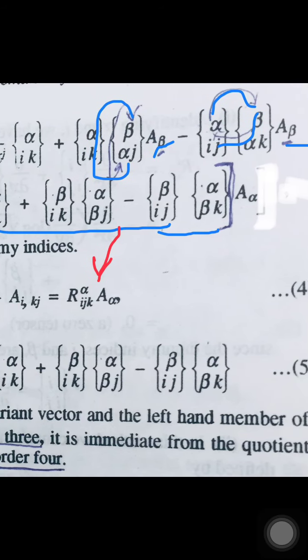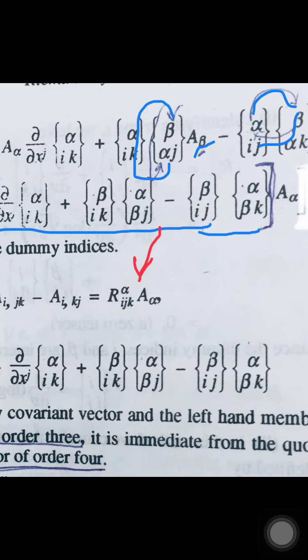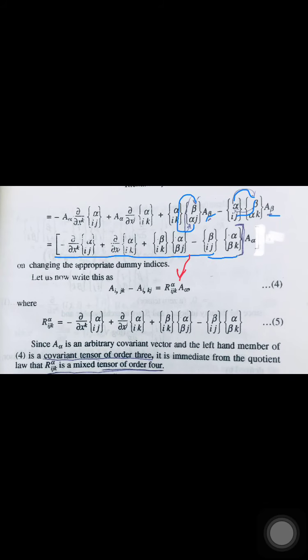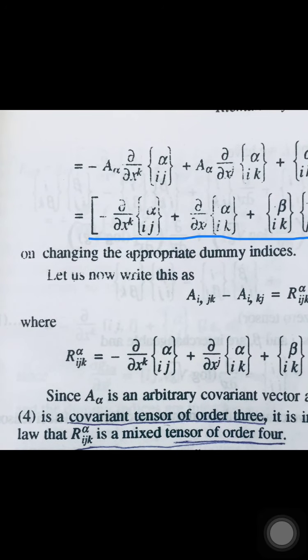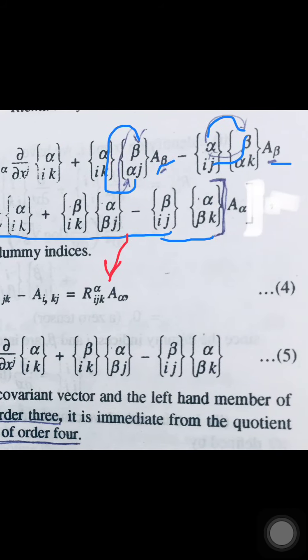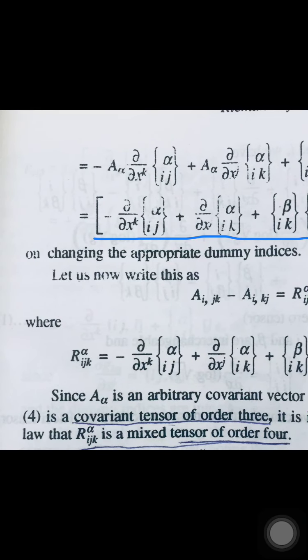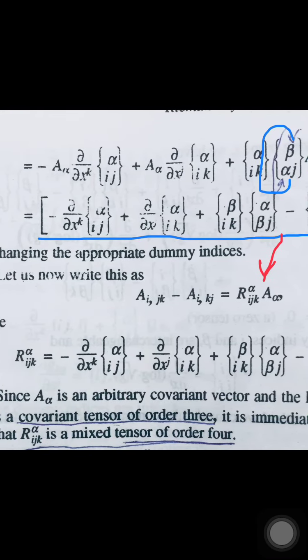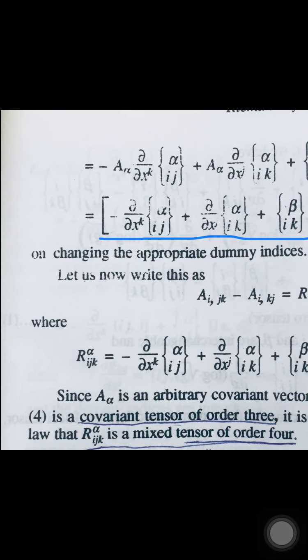And a_alpha is taken as common here. What we are seeing here is what R^alpha_{ijk} is: the same bracket which is written here. So R^alpha_{ijk} is denoted by this bracket. Since a_alpha is an arbitrary covariant vector, as we have taken a_i as a covariant vector, a_alpha is also an arbitrary covariant vector, and the left-hand member of equation 4, which we get here, is a covariant tensor of order 3.